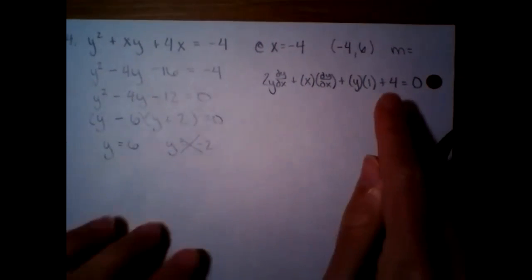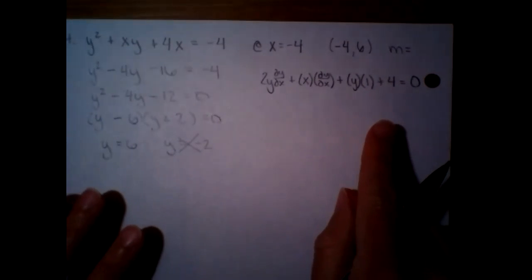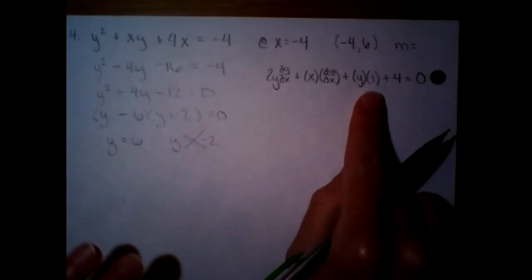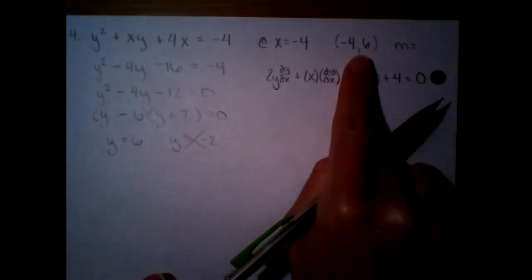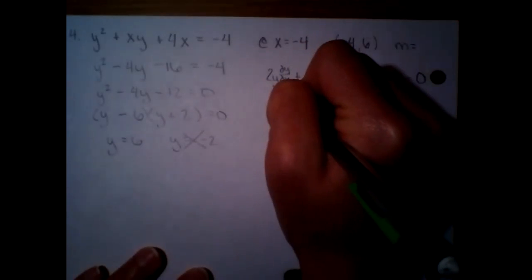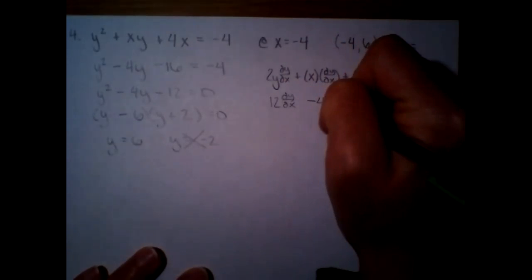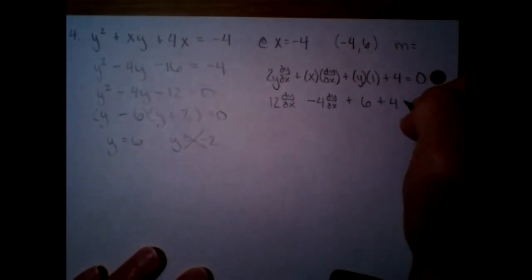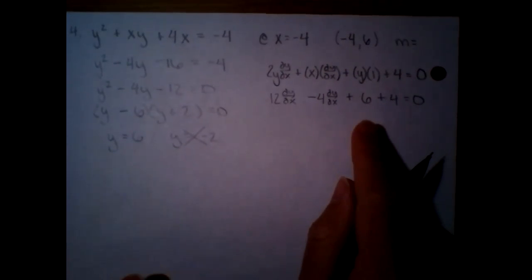And what most of you did is you rearranged this to get dy/dx alone. There's nothing wrong with that, but my suggestion is go ahead and plug in these numbers right away because it's a lot easier to deal with numbers than it is variables. So I would just go ahead and plug those in right away. So if y is 6, this is going to be 12 dy/dx. And then x is -4, so -4 dy/dx plus 6 plus 4. And so that already simplifies it down because now you have actual numbers to deal with.